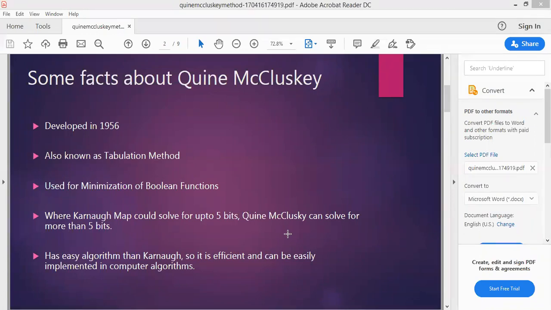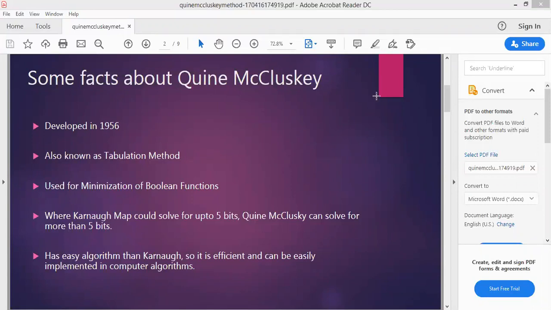If we have more than 4 variables, or sorry, 5 variables, then that can be easily solved by the QM method, that is the Quine-McCluskey method. This particular method can be implemented using a computer program as well. So we will see the steps one by one.